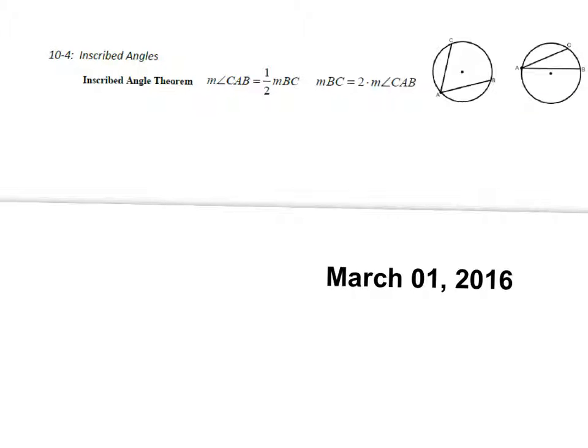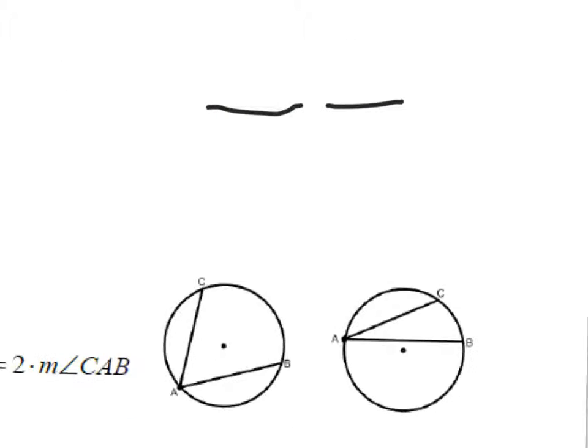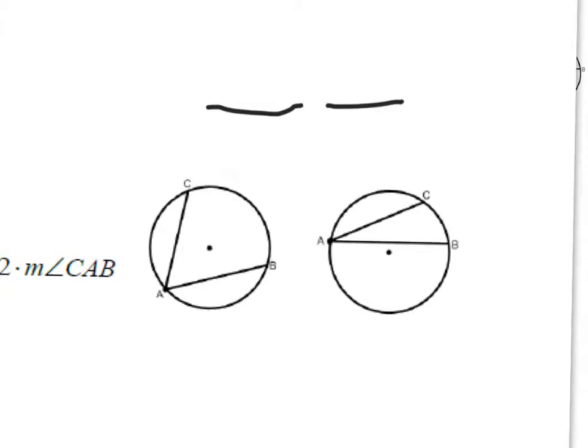There's not too much on your note sheet. It's just the inscribed angle theorem that says, through examples here, the measure of angle CAB is half the measure of arc BC, and that the measure of arc BC is 2 times the measure of angle CAB. So let me explain what that really means through these pictures I enlarged here.